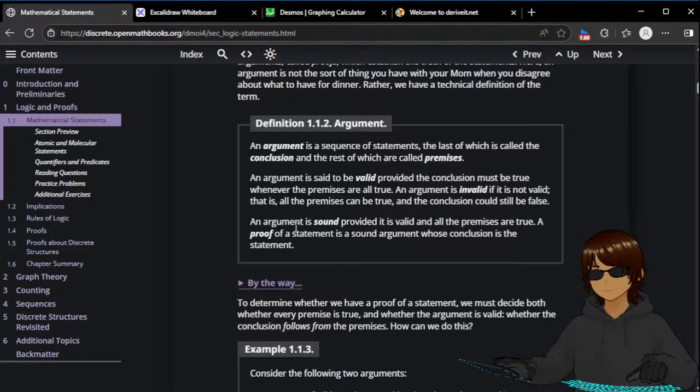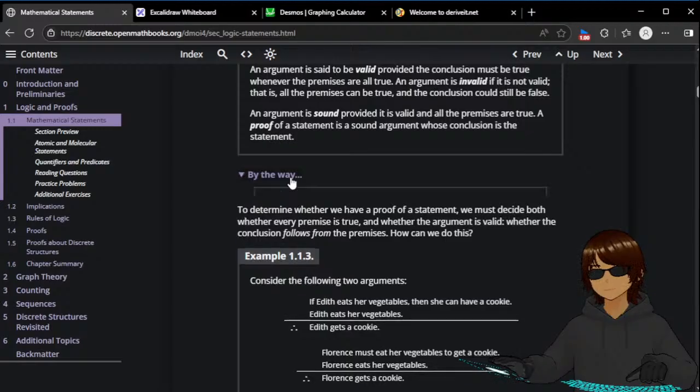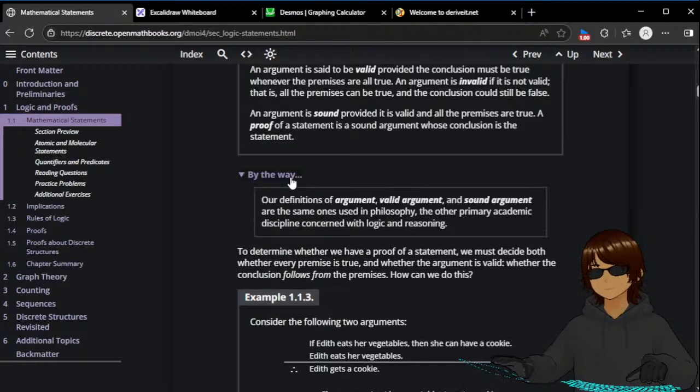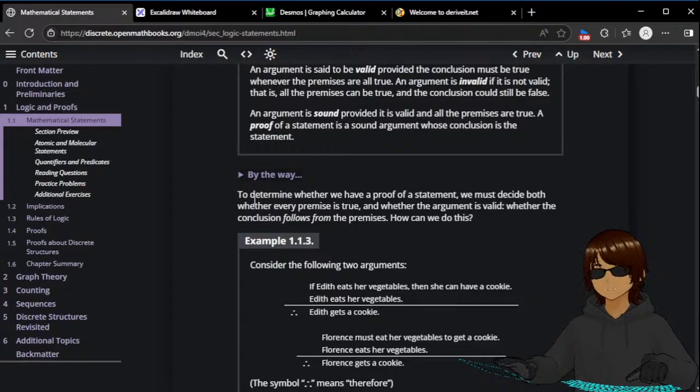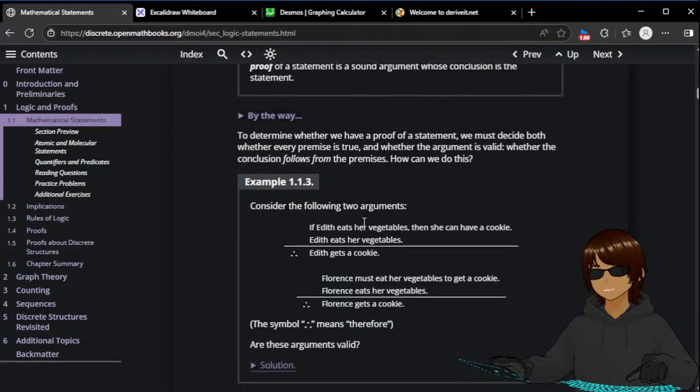An argument is sound provided it is valid and all premises are true. A proof of a statement is a sound argument whose conclusion is the statement. To determine whether we have a proof of a statement, we must decide both whether every premise is true and whether the argument is valid, whether the conclusion follows from the premises. How can we do this?